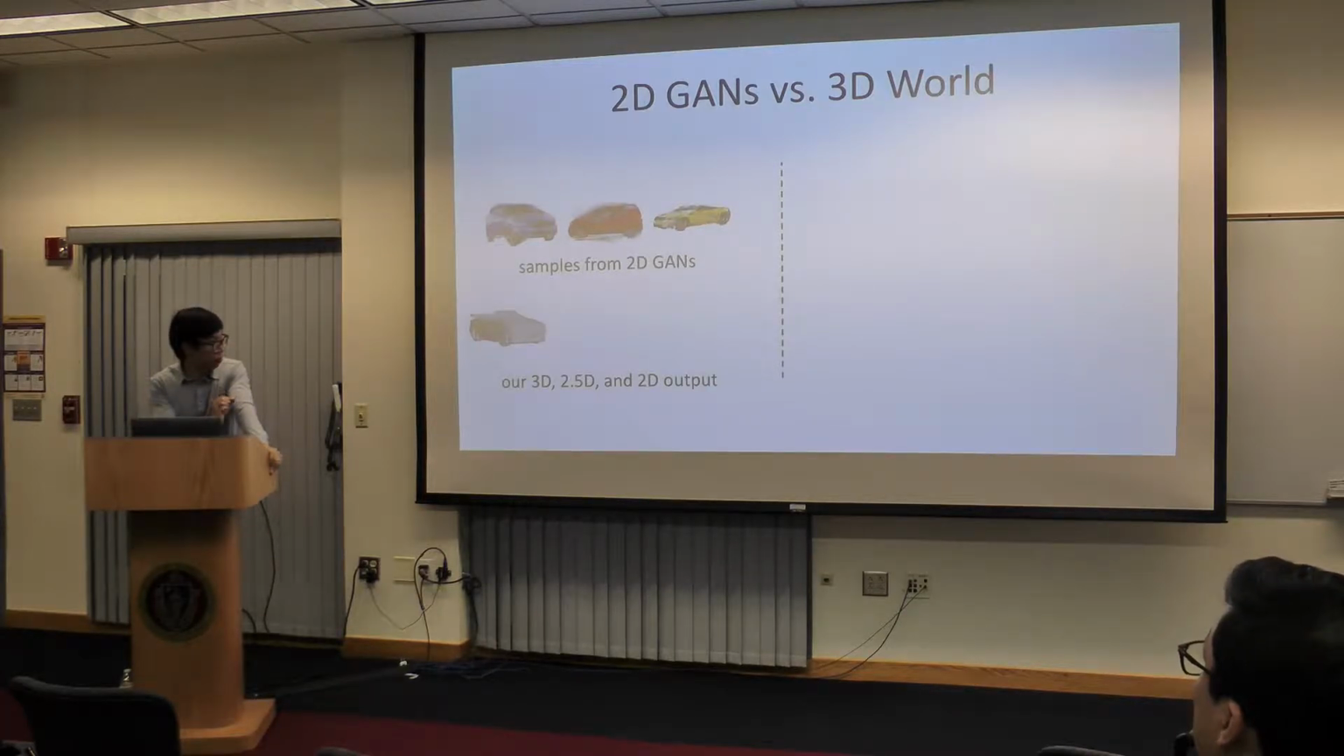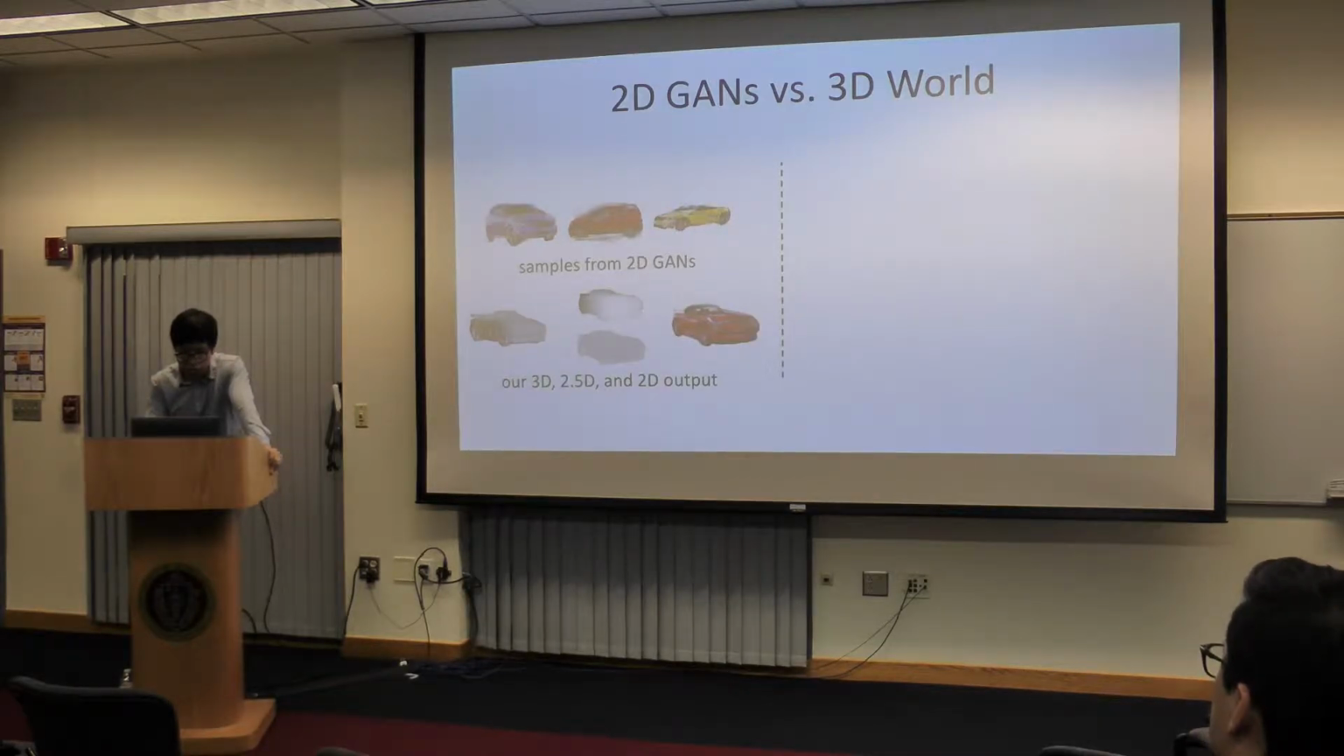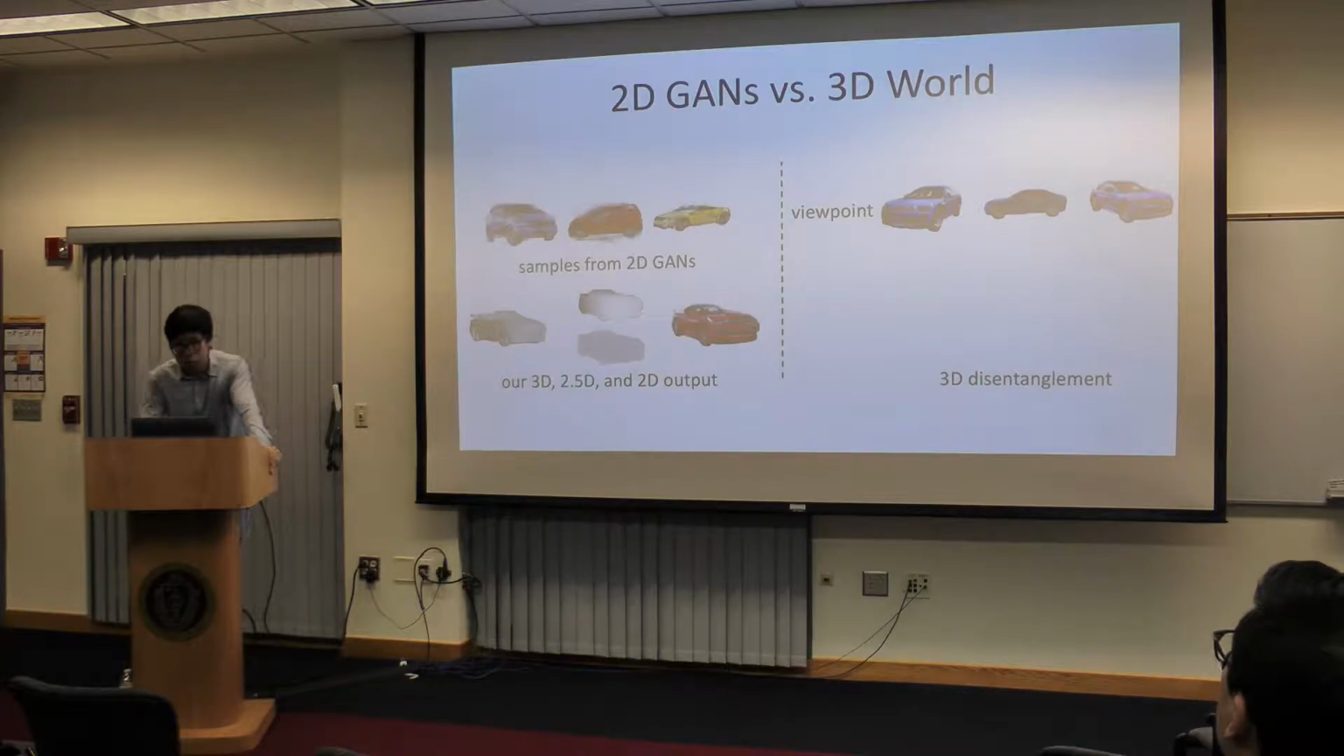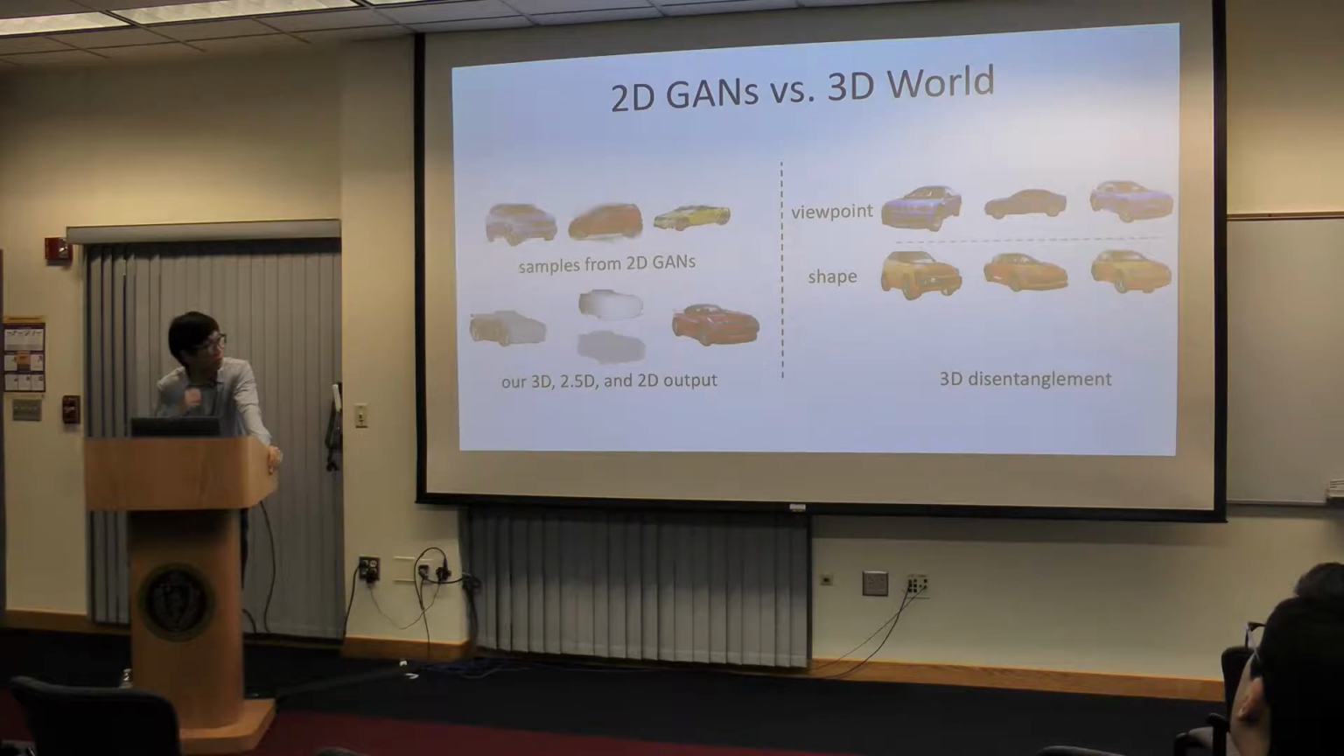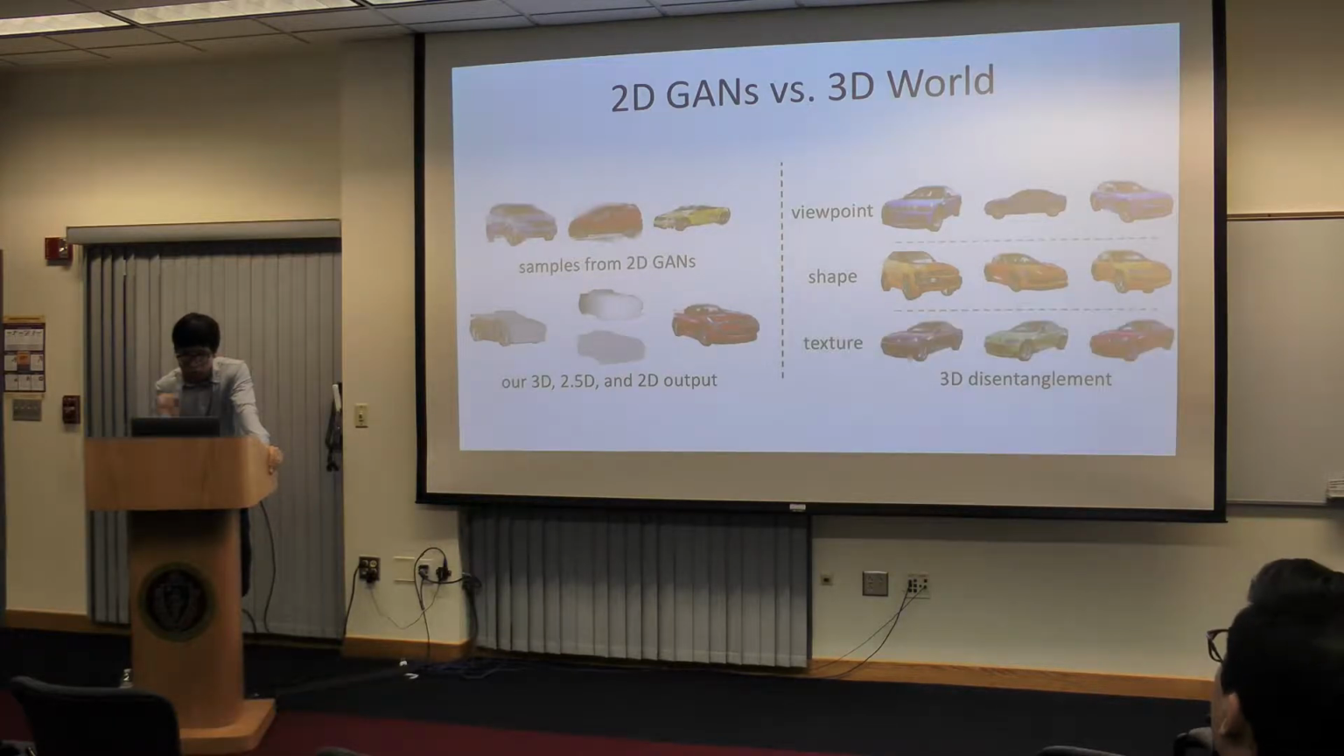So this is a work to appear in NIPS. We not only generate 2D images, we also generate 3D voxels. We sample a viewpoint and project into a 2.5D representation, like the normal and the depth, and we generate the final image. This allows us to change the viewpoint of a particular car. We can change the shape given the same viewpoint and same texture. We can also, given the same viewpoint and same shape, change the texture. So this allows us to manipulate and generate images in a 3D fashion.